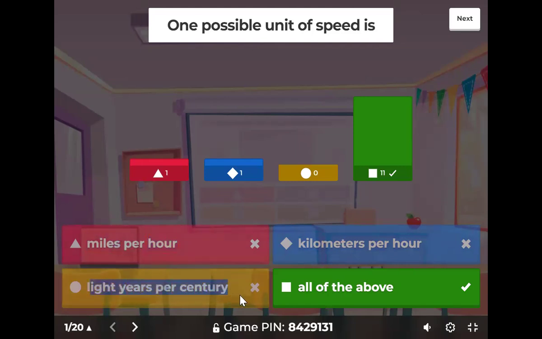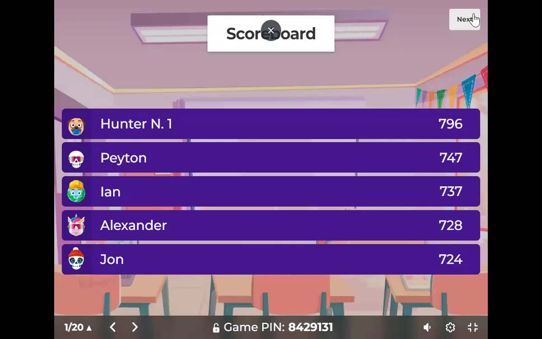Light years per century. Hey, a light year is like a distance. It's how far light goes in a year. And per century, what if you're zipping across the galaxy and you travel like 20 light years in 1 century? Hey, that could be a speed, couldn't it? Yeah, all the above. Some kind of distance compared to time.